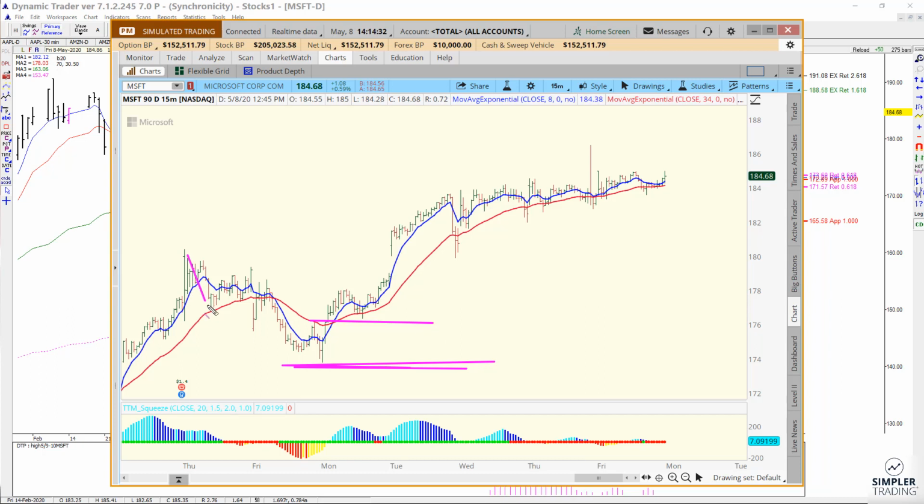Okay, so basically it's giving us a shift in pattern from lower lows and lower highs to potentially higher highs and higher lows. And when we both had the 8/34 EMA crossover and we took out this prior swing high, that was your signal that you could be a buyer of Microsoft with your stop, again, either underneath here or underneath that zone that I showed you earlier.